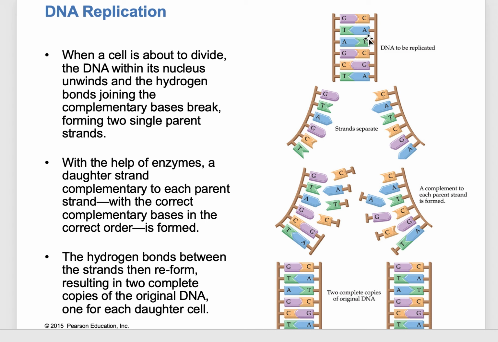Okay, so what happens is when it's about to go, the hydrogen bonds break between the two strands. As they open up, new nucleotides come in and connect together, complementary to the parent strand. So we end up with two copies of DNA, each containing an original strand of DNA. Original strand, that's the new one. That's the new one. So we got two brand new, exactly the same. And then cell division happens.